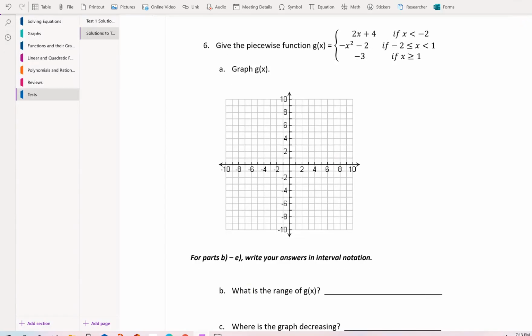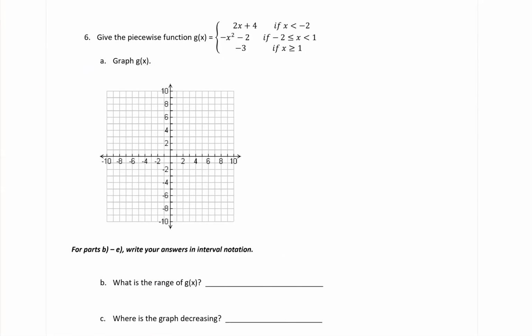Okay, so looking at our piecewise function, we want to graph each piece and we want to look at the domain that we're graphing. And so our first equation is 2x plus 4 if x is less than negative 2. Recall that when we were graphing these, we wanted to see what was happening at the end value of our inequality. And so looking at this equation, 2x plus 4, which you should know is a line, let's see what's happening when x is negative 2.